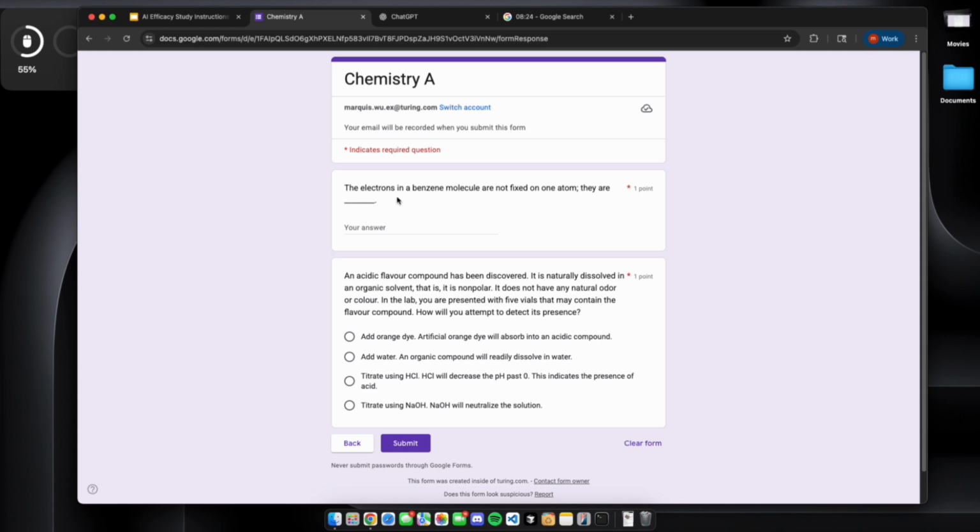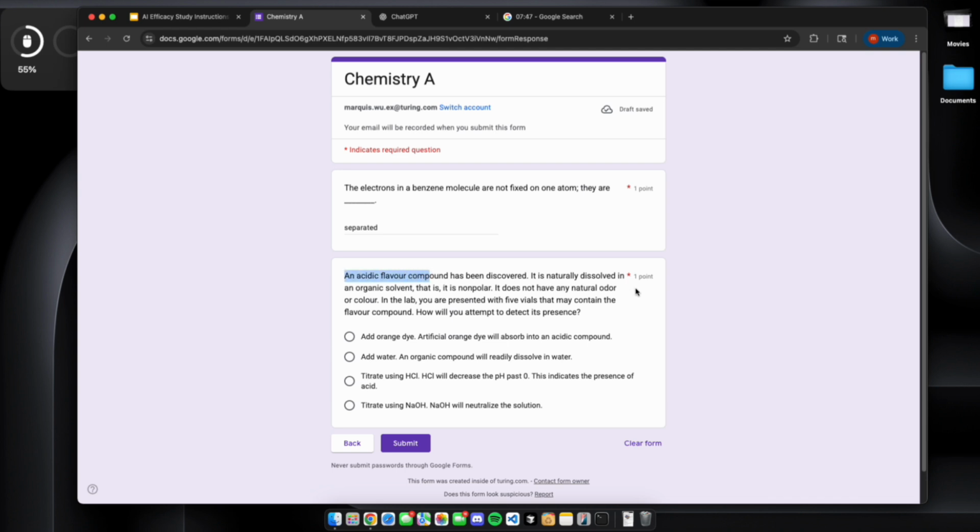The electrons in a benzene molecule are not fixed on one atom. They are... well, if something's not fixed, I'm gonna assume something's separated. Just a wild guess.